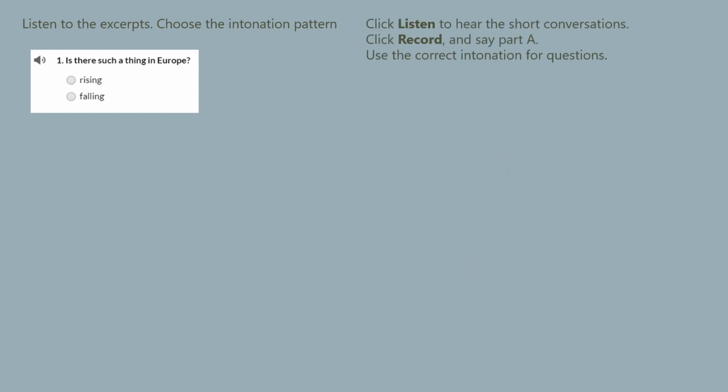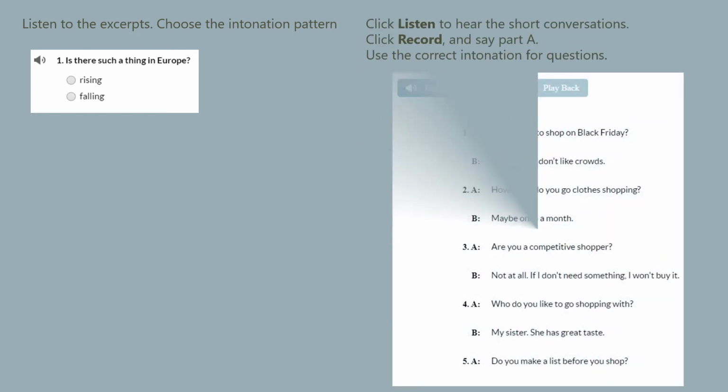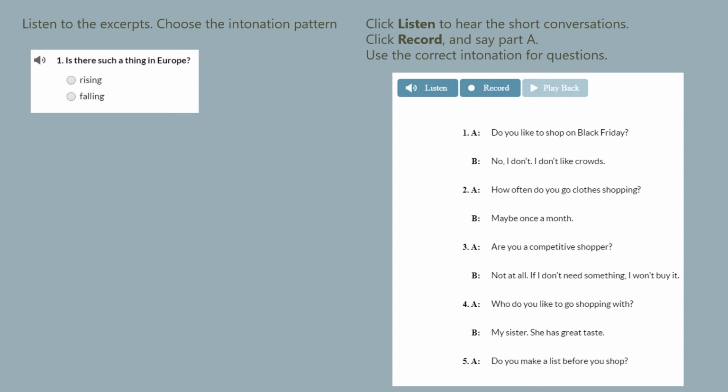The next one is a little harder. And I think that the instructions are the most difficult part of this. So the first thing you do is you click listen. And you hear the entire conversation. Then, after you've heard it one time and you know what the intonation pattern is, you click record. Now you are part A. You are asking the questions.